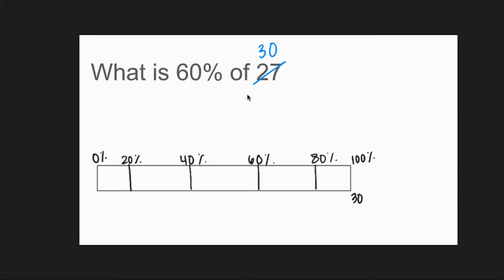Now instead of one whole bar, I have 5 parts, right? 1, 2, 3, 4, 5. So now, since I have 5, I'm going to do 30 divided by those 5 parts. 30 divided by 5 is 6. So that's my first section. Each little one is going to be adding on 6. So I'm going to count by 6s now: 6, 12, 18, 24. Now let's look back at our original question: what is 60% of 30? I'm going to go on my double number line, find 60, and I can see that my answer is 18.